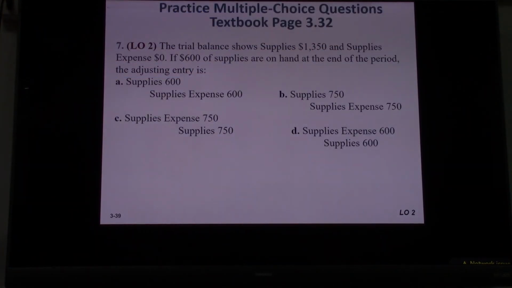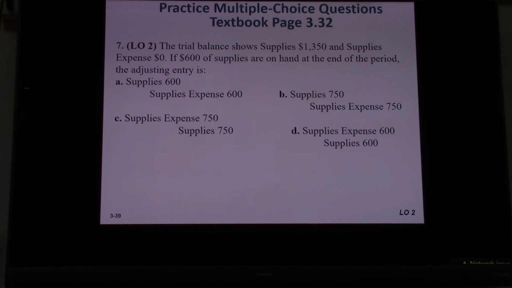Okay, let's continue solving the MCQ from your textbook, page 332, which covers objective number 2, adjusting entry for deferrals or prepayments. Question number 7, the trial balance shows supplies $1,350 and supplies expense 0. If $600 of supplies are on hand at the end of the accounting period, the adjusting entry is... this is a type of prepaid expense adjusting entry. So this is a type of prepayments adjusting entry.